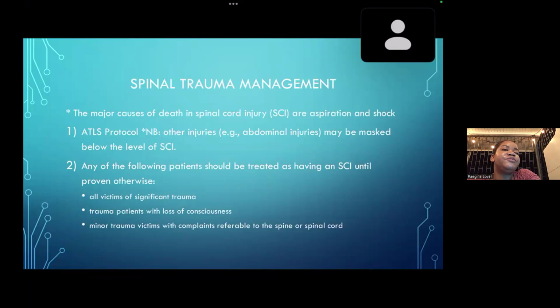And then any of these patients below should be treated as having a spinal cord injury until proven otherwise, and they include all victims of significant trauma, trauma patients with loss of consciousness, and minor trauma victims with complaints referable to the spine. So that would be neck or back pain or tenderness, as well as symptoms of the spinal cord, which would be like numbness or tingling in an extremity, weakness, paralysis.